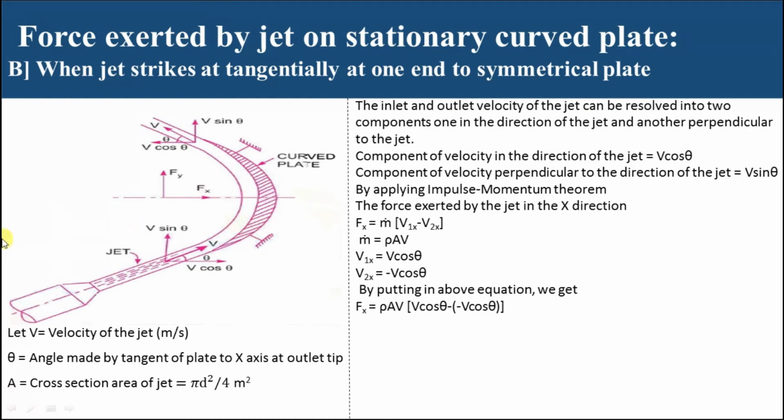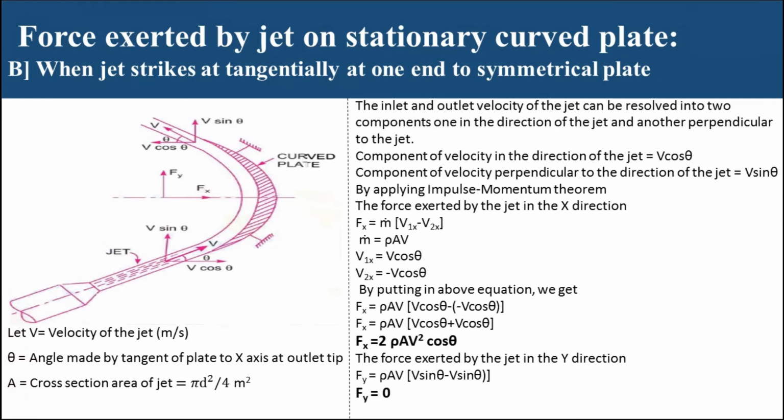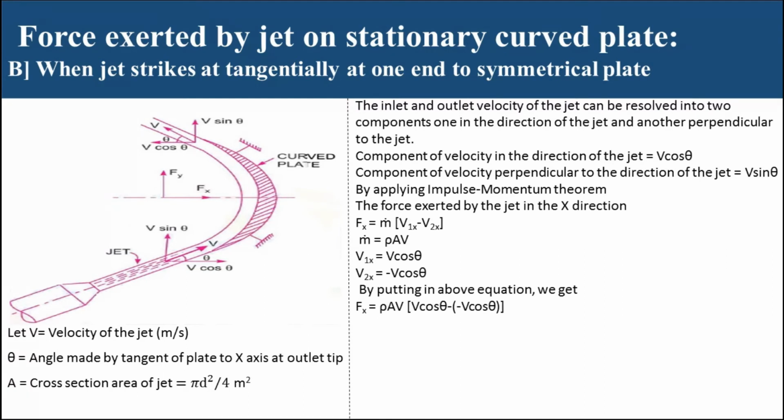Now we will see this inlet velocity. It has two components. v1x is v cos theta, that means the initial component of velocity in the x direction, and v2x is the final component of velocity. You can see here at the outlet this jet of water changes its direction. Because of that, v cos theta or v2x has a direction opposite to the direction of v cos theta or v1x at the inlet. So v1x is v cos theta and v2x is minus v cos theta. Here the negative sign indicates the change in direction.